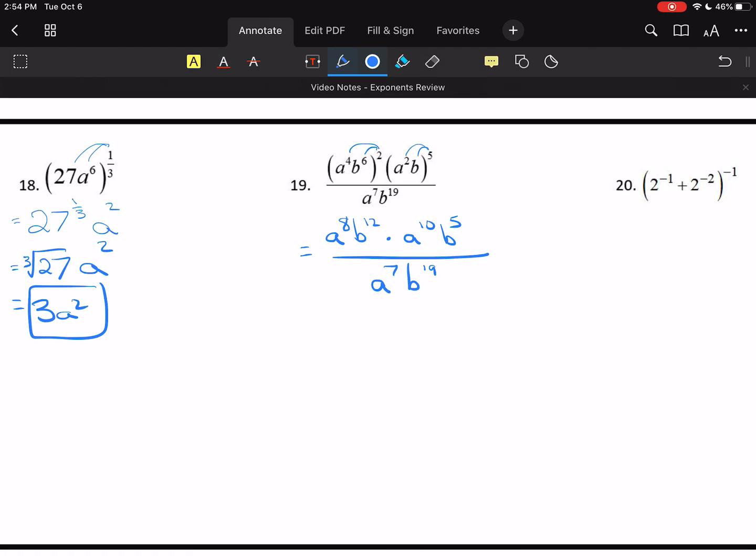Now here, technically, you could start canceling things out if you wanted to. I like to combine everything on the top first, so that's how I'm going to do it. So I have a to the 8th and a to the 10th, so I have a to the 18th, and then I have b to the 12th and b to the 5th, so b to the 17th. Now it just makes my canceling easier. So, canceling out my a's, I would have a to the 11th left on top, right? Because there's my bigger exponent. And then canceling out my b's, I have b to the 17th and b to the 19th, so I would have b squared left, but it would stay on the bottom because that's where the bigger exponent is.